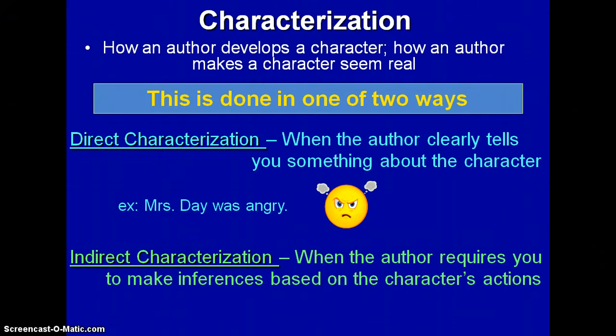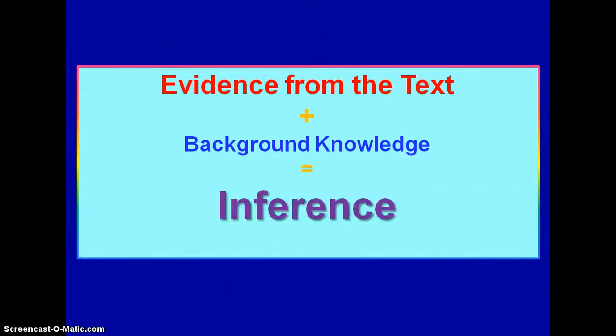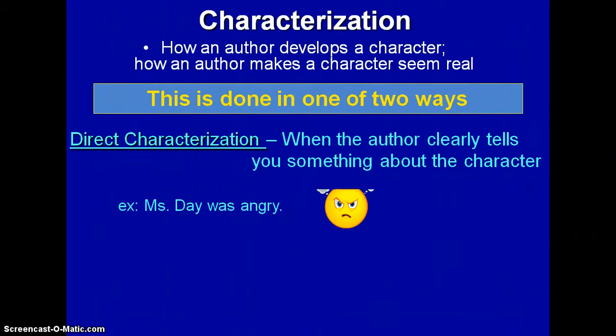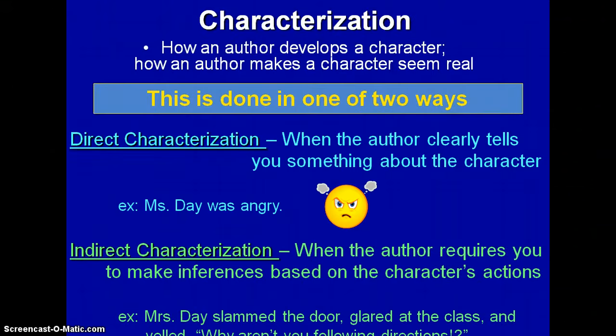The other way, however, is a little bit more interesting. We call this indirect characterization. That prefix in means not. So this is when an author is not direct with the description, but rather requires you, the reader, to make inferences based on the character's actions. And just a reminder that an inference takes evidence from the text and adds to it your background knowledge about what you know about that evidence, and that allows you to create your inference. So let's look at an example here.